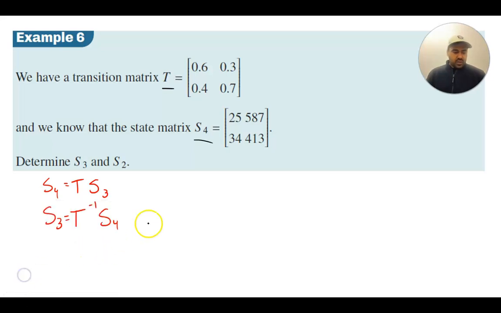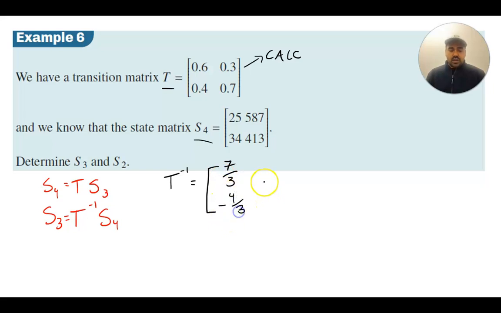Now, just for the first one, I'm going to write out what this transition matrix is. So remember, you store this into your calc, and then you just literally put T to the power of -1. Now, there are different ways that it could be represented. This is what it will be. If you remember, transition matrix times the inverse of it will give you 1, 0, 0, 1. We use this as a bit of a hack to figure this out.